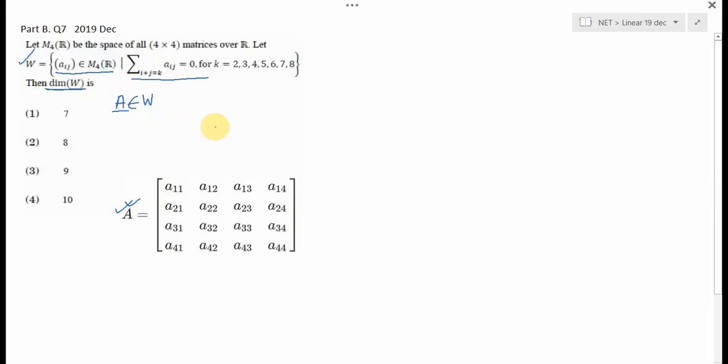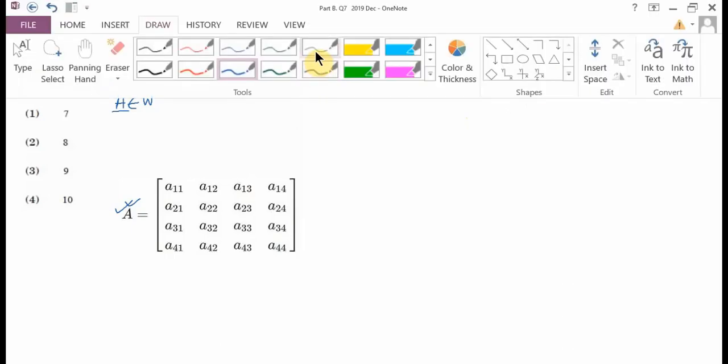So let us analyze this condition first. The possible values of k start from 2. Let us think about the case k equals 2. Let us first identify which suffixes there are for k equals 2, that means for which entry the sum of the suffixes must be equal to 2. There is only one possible entry, A11, and according to the relation given, A11 must be 0. So let us generalize this fact.